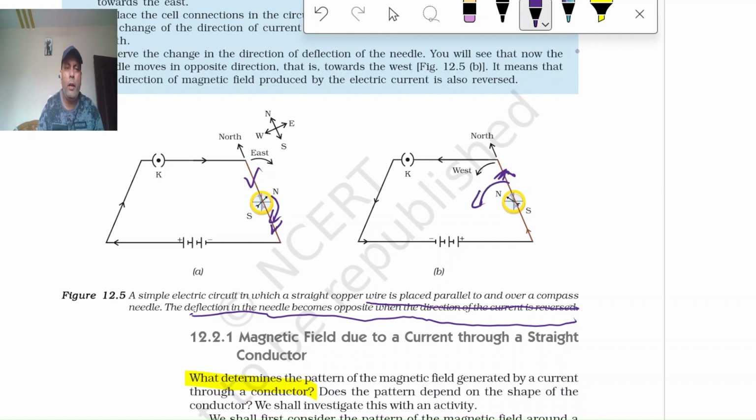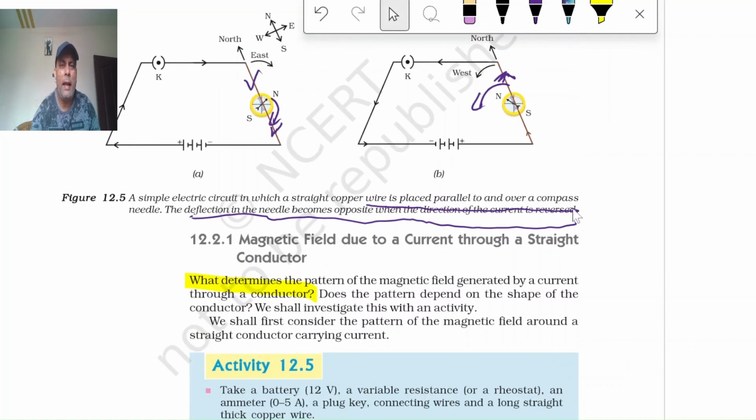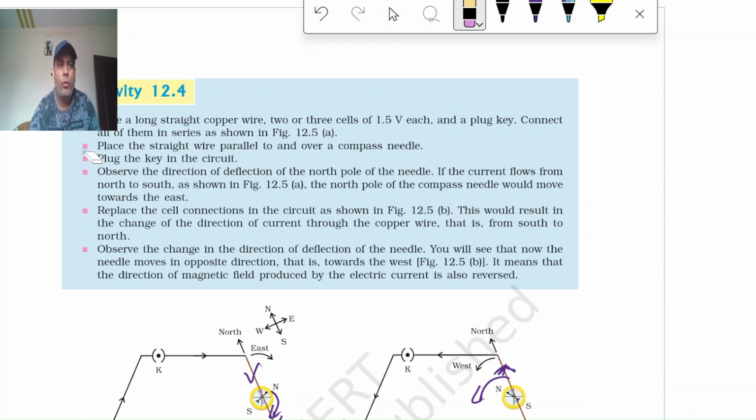So what is happening here is that this shows the direction of current as compared to the movement of the needle. So with the change in the direction of the current, you will see the needle move in the opposite direction. This is the effect of current producing a magnetic field, and due to this magnetic field the compass needle is deflected.